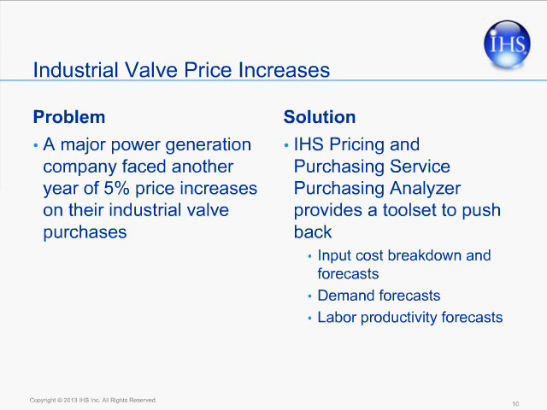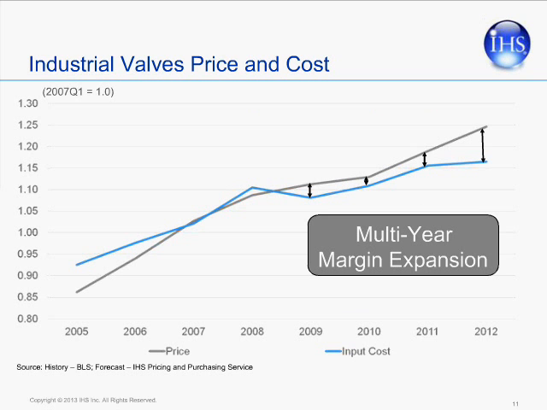So our solution for this is the IHS Pricing and Purchasing Service Purchasing Analyzer, which is one of our many tools that we have within the service, and it includes input cost breakdowns and forecasts, as well as a more complete picture by looking at the demand side, the labor productivity side, and so on. So we're just going to look at this specific example through the eyes of that tool as a way of really drawing in ways to fight back against that price increase.